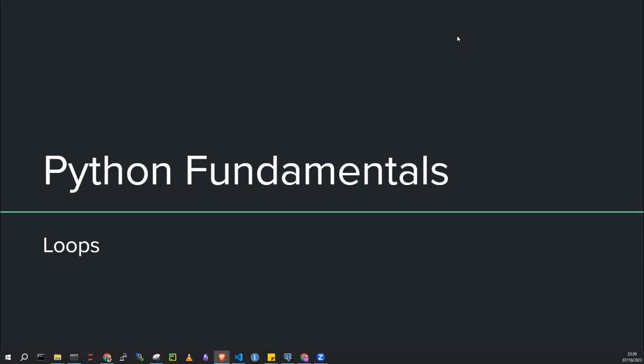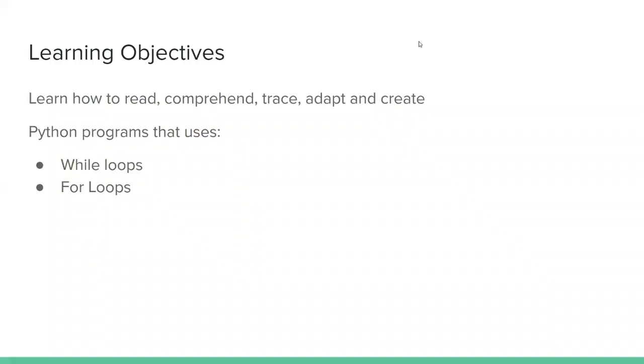In this session, I'm going to introduce the concept of loops, or we could think of it as iterations, with Python. This is used when we want to perform an operation repeatedly a number of times. In Python, we have two constructs to execute this iteration, and they are called the while loop and the for loop. The objective of this short video is that by the end of it, we should be able to read, comprehend, trace, and create Python programs that use while loops and for loops.